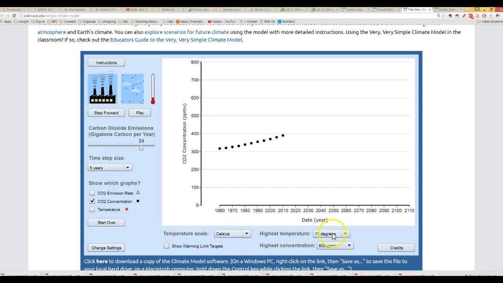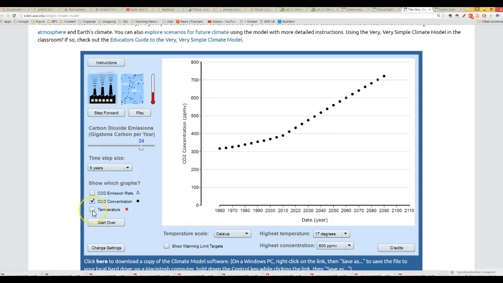So Celsius is fine. I don't really know about these things yet. So I'm just going to say play, I guess. Is anything happening? Oh yeah, look. Okay, so this is showing me the CO2 concentration in the... Is it going to keep on going up? Will it level off? Looks like it's going to keep on going up. Okay, I'm going to pause it.